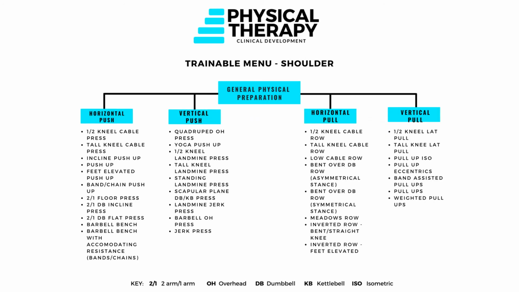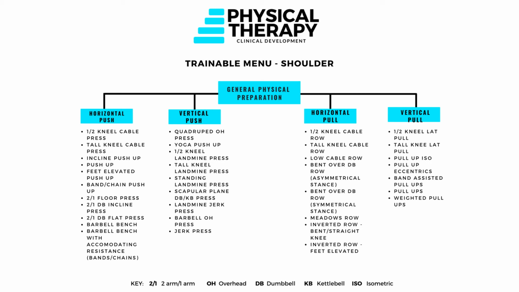So next, the trainable menu for general physical preparation for the shoulder. Now, I've got trainable menus like this for basically all major patterns. So hip dominant patterns, quad dominant patterns, split stance, single leg, etc. But this is specific to the shoulder in that it's upper body focused. So you can see from left to right, we have horizontal push, vertical push, horizontal pull, and vertical pull. And again, these exercises are organized from top to bottom, going from easiest to more difficult.